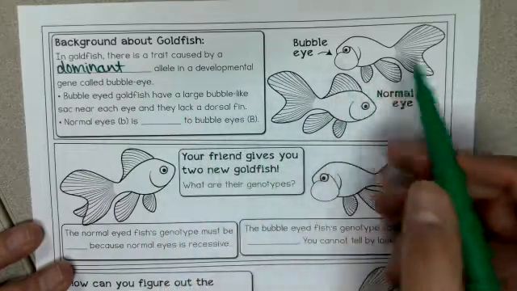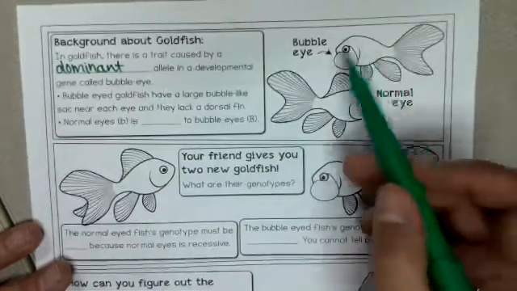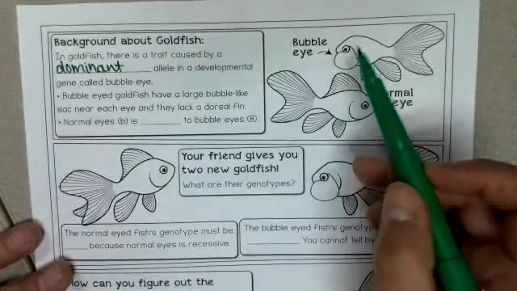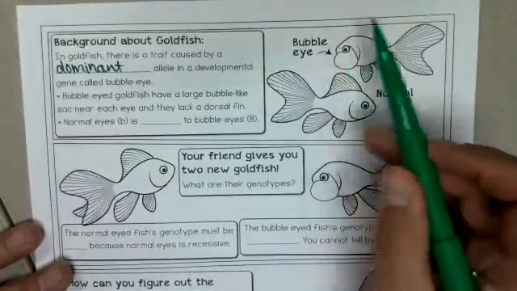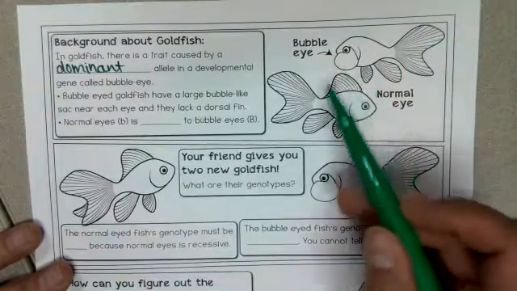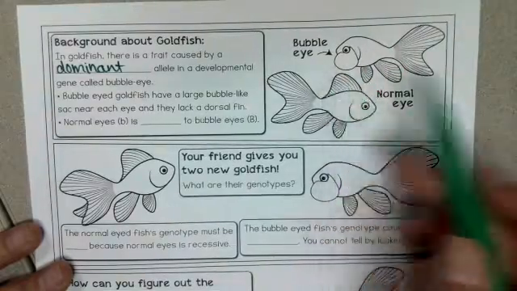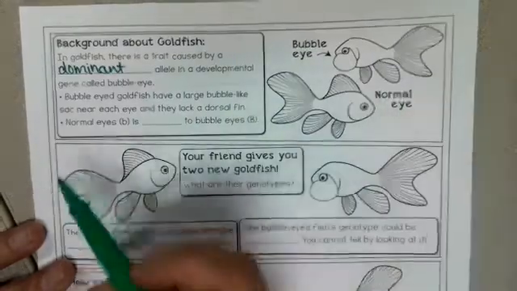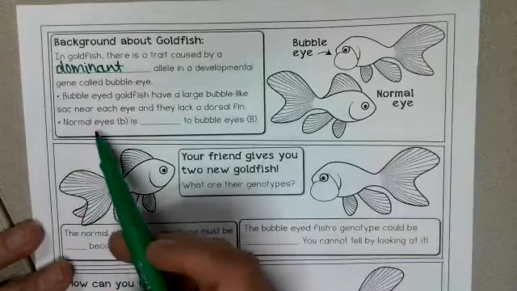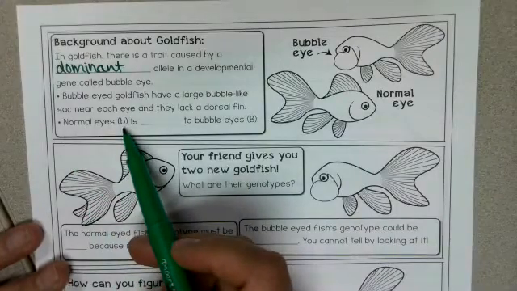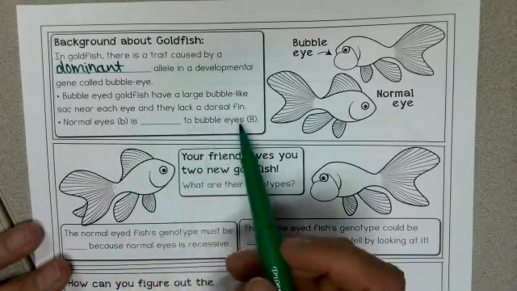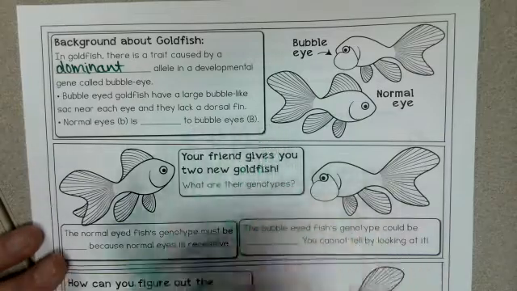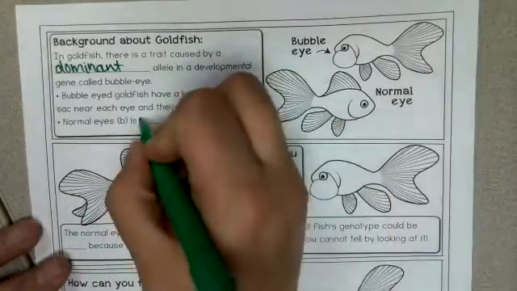So here we see two goldfish. Here we see good old bubble eye fish, and he's got a little bubble eye, but he's also lacking the dorsal fin that our normal eye dude over here has. So just a quick, easy way to see the differences between these two fish. Now, normal eyes, lowercase b, is going to be what to bubble eyes, dominant B? It's going to be recessive.